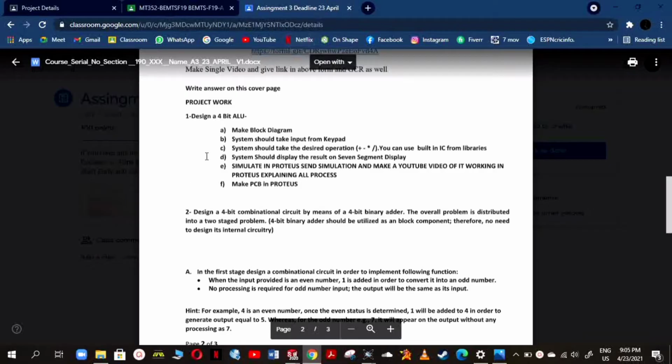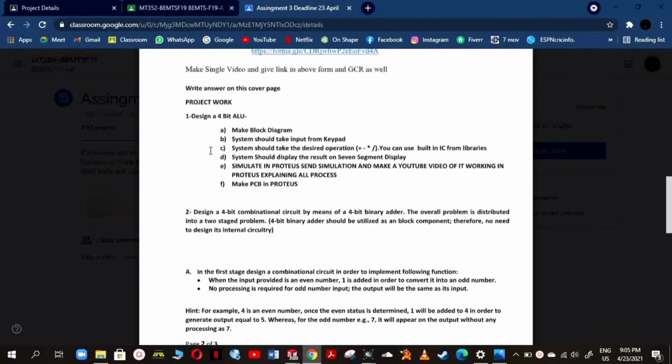So first of all, I'm going to read the question. The basic conditions are that we have to design a 4-bit arithmetic logic unit, ALU. The system should take input from a keypad. So we have to take both inputs from the keypad.